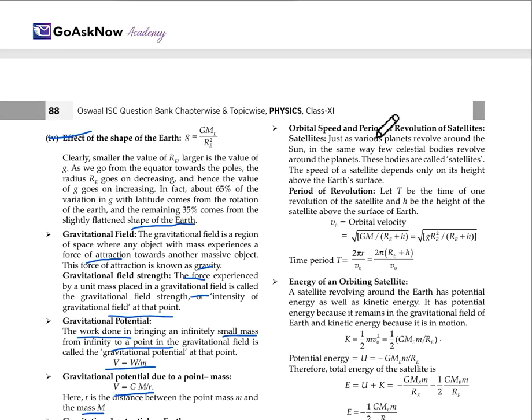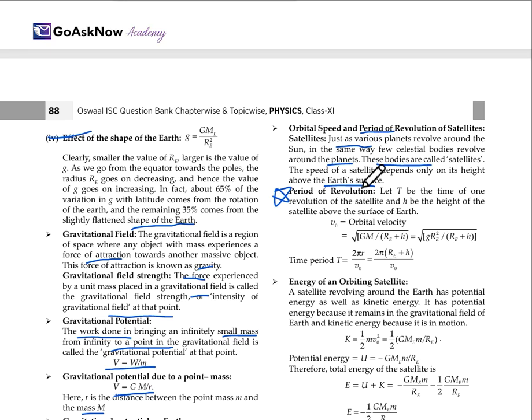Now, orbital speed and the period of revolution of a satellite. Just as various planets revolve around the sun, in the same way, a few celestial bodies revolve around the planets as well. These bodies are called satellites, and the speed of a satellite depends on its height above the Earth's surface. Period of revolution, something important: let T be the time of one revolution of the satellite and h be the height of the satellite.